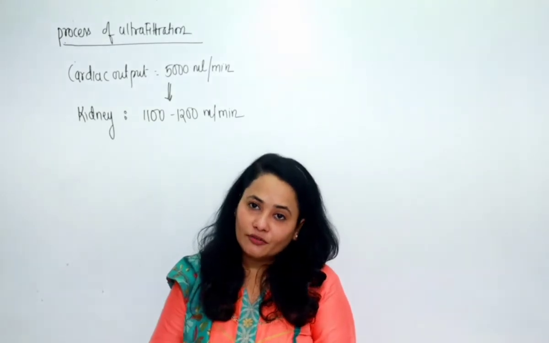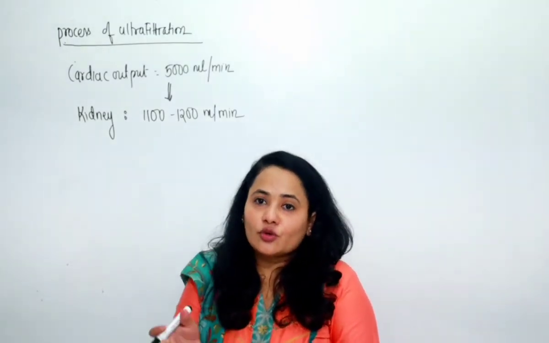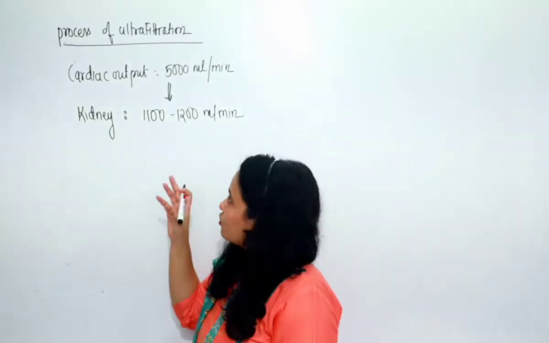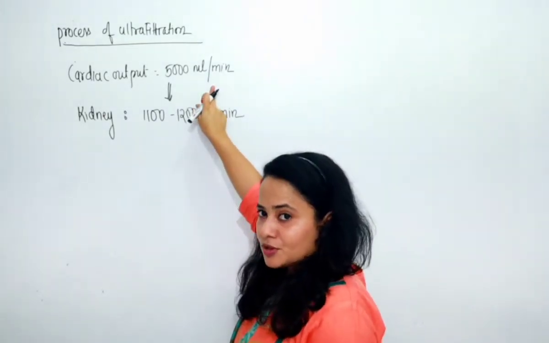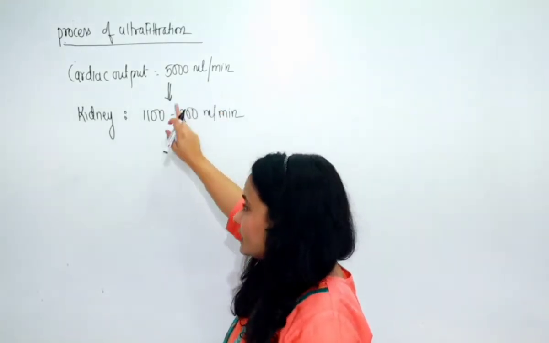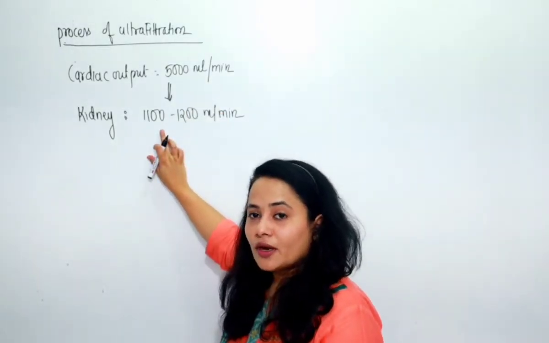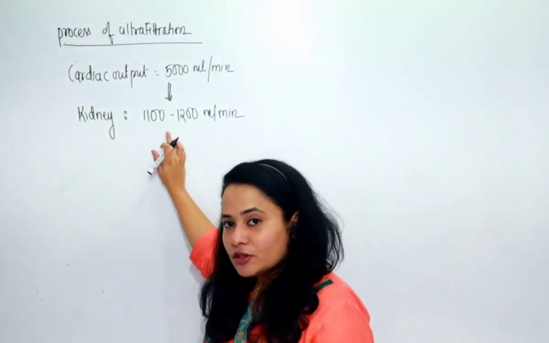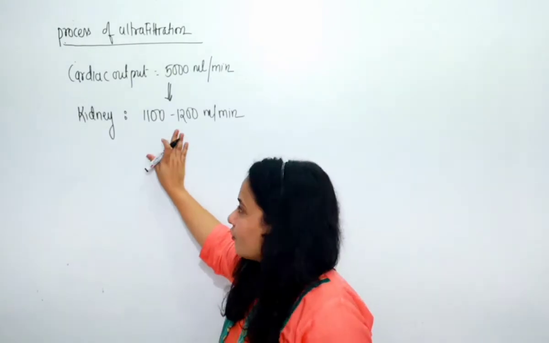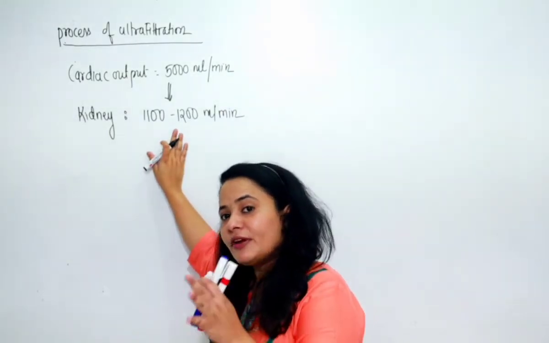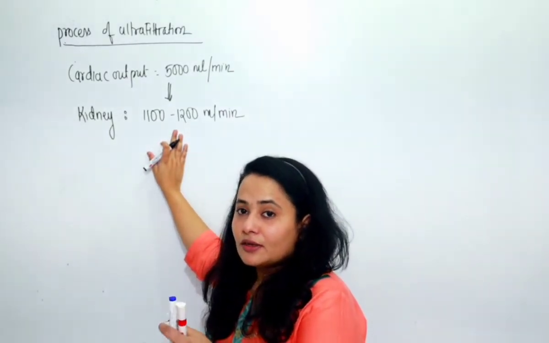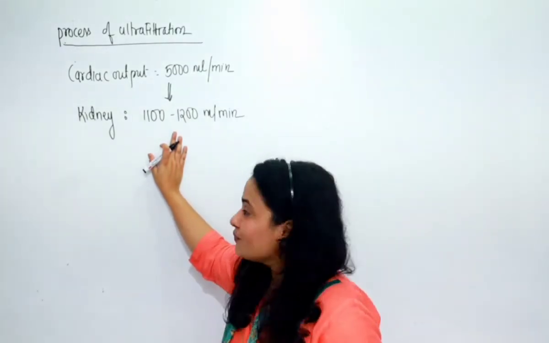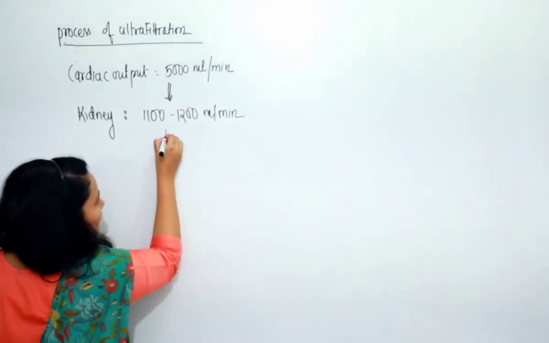Then the second batch of 11 to 12, then the third batch of 11. So it is entering in a batch-wise process. From 5,000 ml of blood pumped by the heart, the kidney gets 1100 to 1200 ml of blood. Is the blood fully filtered in that? Not really. From here, 55% of the blood is composed of plasma, and that is entering over here. So how much plasma enters?